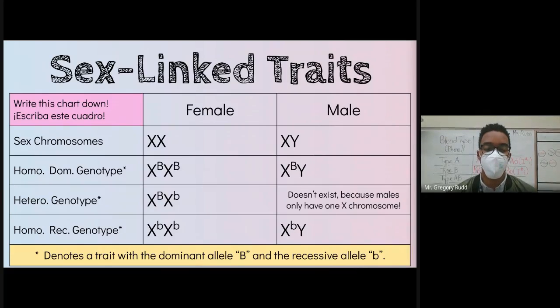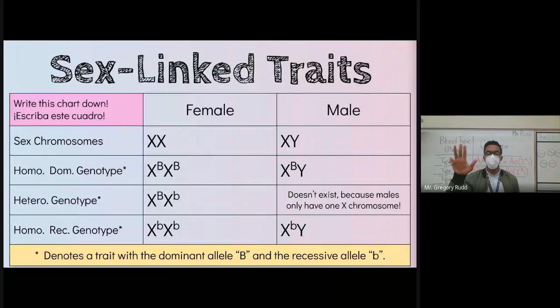All right, so I want to make sure that you all have written this table down. This is going to be super important. It's going to be very helpful to you as we go through some practice problems. This is the last type of inheritance that we will discuss. So we did complete dominance, we did incomplete dominance, we did codominance. We talked about multiple alleles as it relates to blood type. And today we're introducing sex-linked traits. So we've got those 5 types.